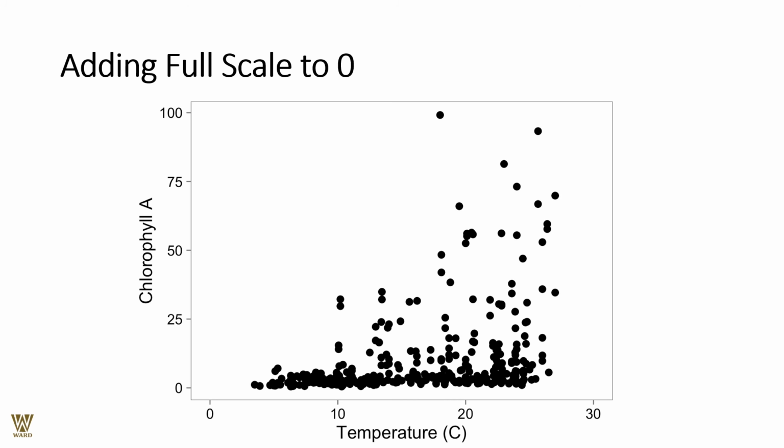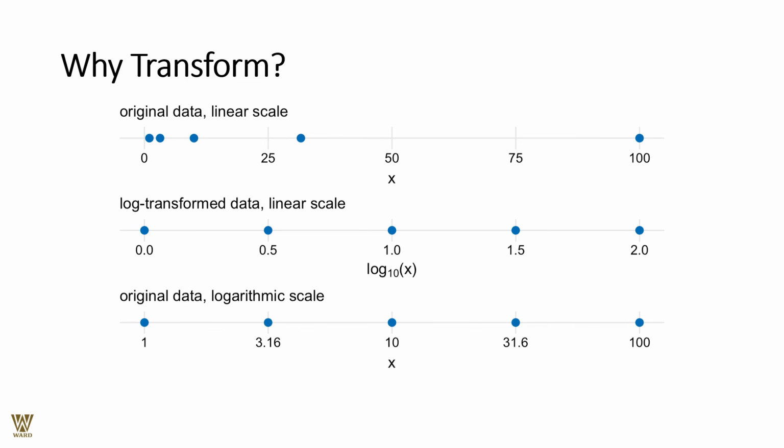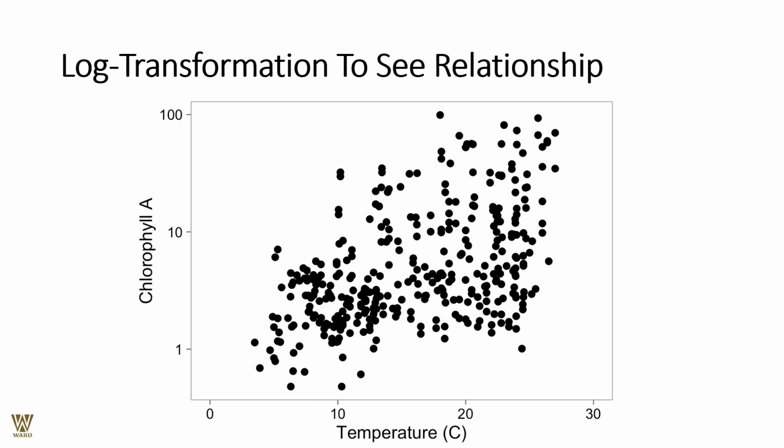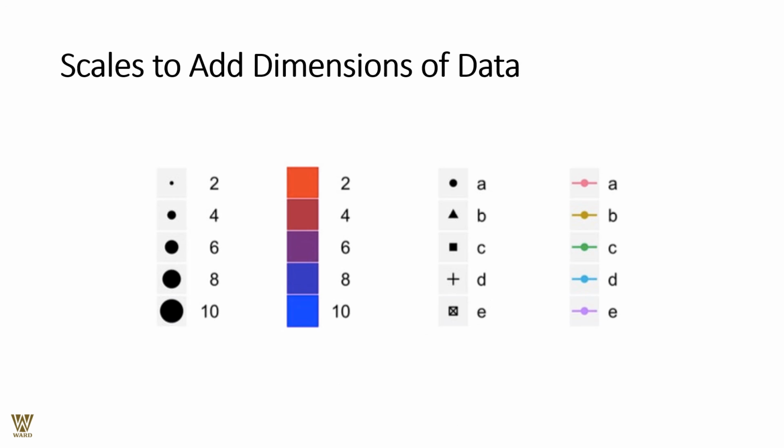Adding a full scale to zero is something we would always want to have. If we have something called zero, it gives you a reference point as to how to go around it. So why transform? Original data is always on a linear scale. Log-transformed data would probably be a linear scale, but original data can also be in a logarithmic scale. This is where you need to point it out, and into a log scale. Log transformations help to see the relationship. Look what is happening. It is an amalgamation of so many plots, so many dots at one place. So scale them and add dimension to them.